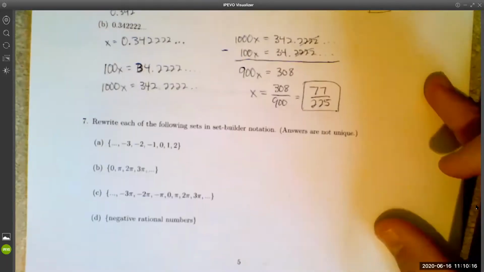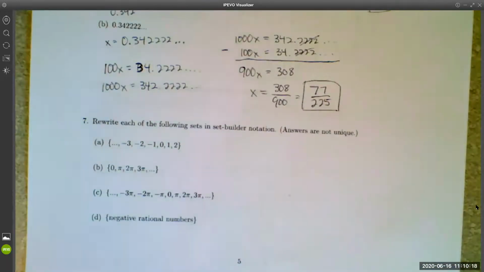Okay, let's practice rewriting some roster notation in set-builder notation now that we have some of our common sets to work with. It says answers are not unique. Yeah, there are lots of ways to describe these sets. So I'll let you work on this on your own, and then I'll give you my solutions.